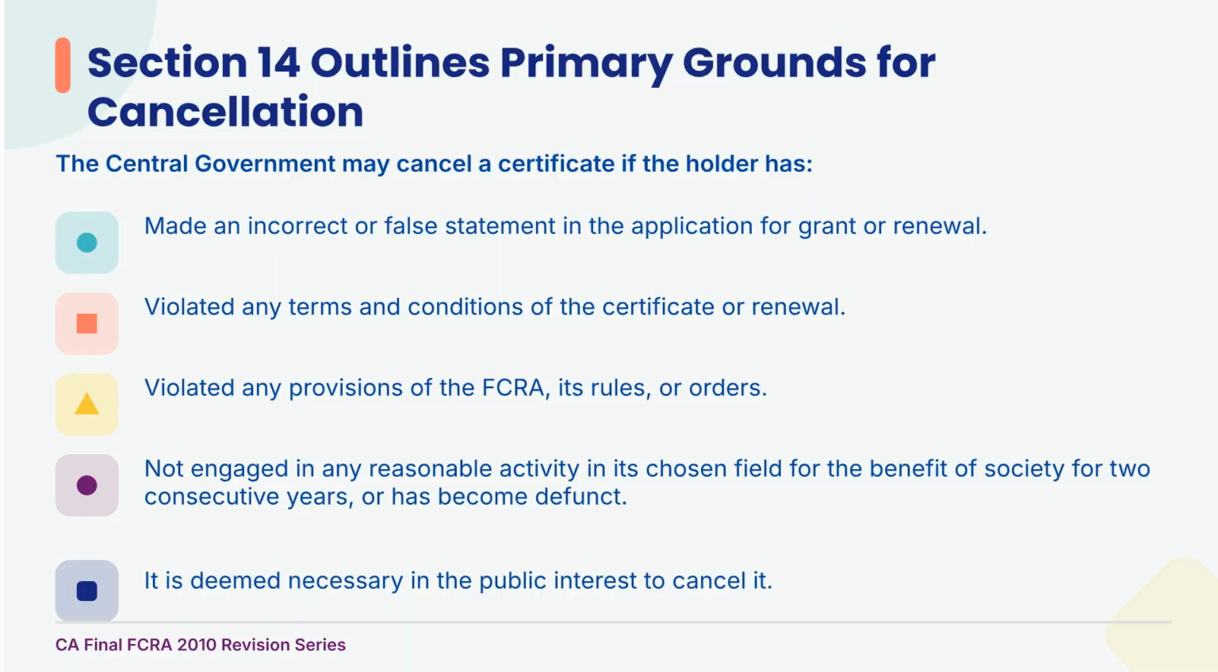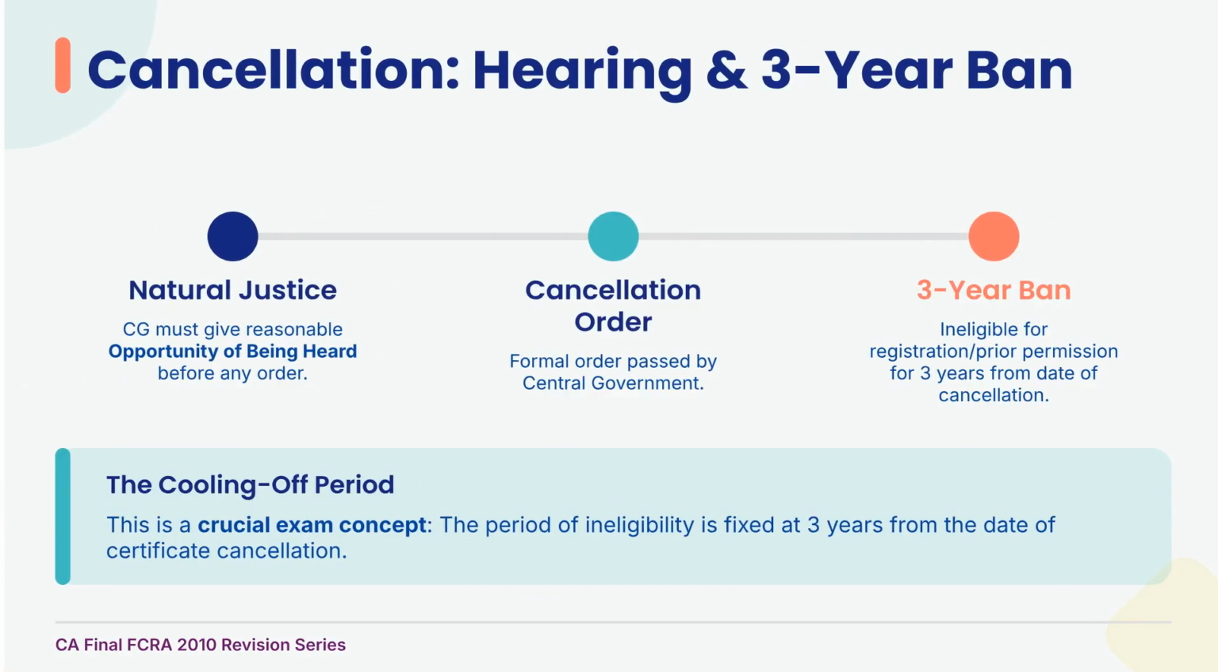These grounds reflect the principle that organizations receiving foreign contributions must maintain continuous compliance and actively pursue their declared objectives for the benefit of society. Before canceling a certificate, the central government cannot act arbitrarily. It must first provide the organization with a reasonable opportunity of being heard.